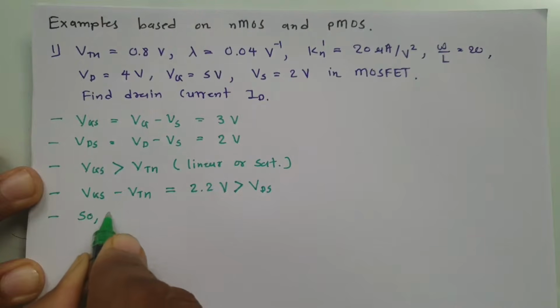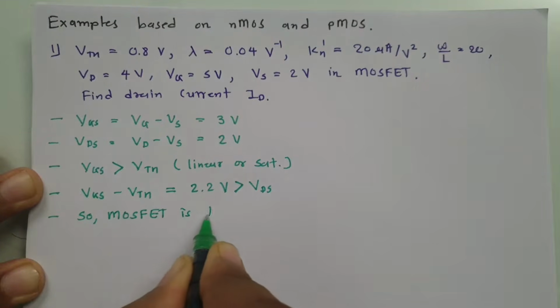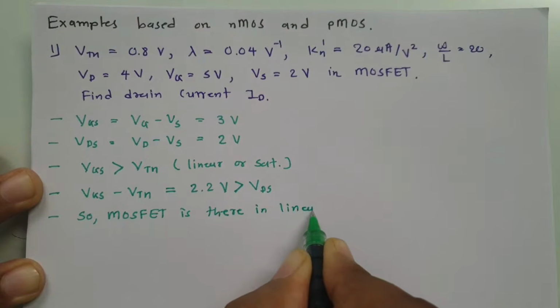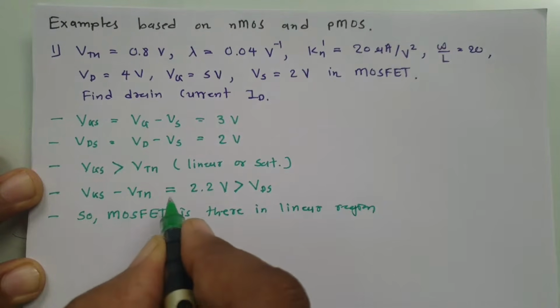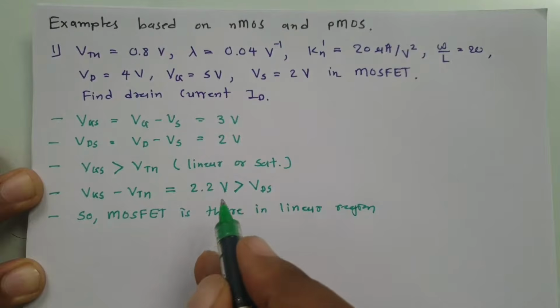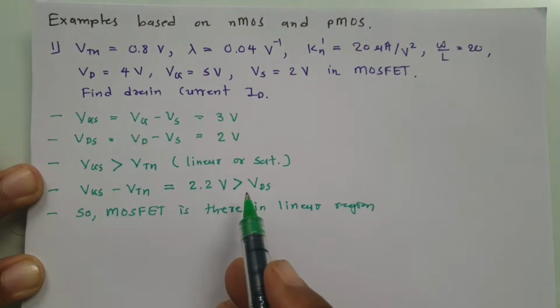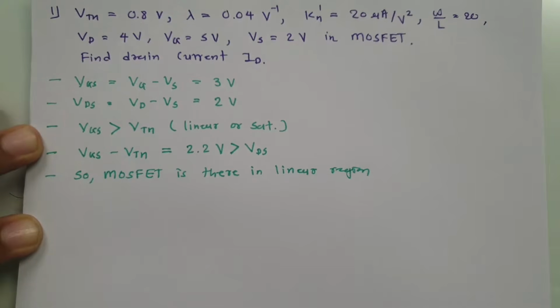So we can say the MOSFET is in linear region. See, if VGS minus VTN is less than VDS, then we can say the MOSFET is in saturation region. But here VGS minus VTN is greater than VDS, which means the MOSFET is in linear region.